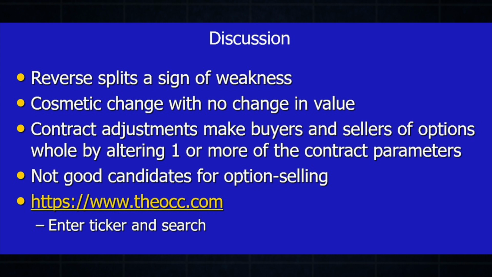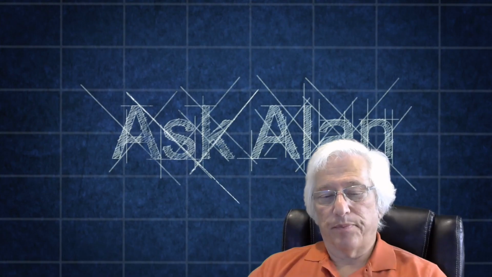Now, I mentioned they're not good candidates for option selling, so generally speaking, these companies are to be avoided. Now, the website where you can get information on contract adjustments is theocc.com. There'll be a search area there on the top right. Just put in the ticker symbol of the company that you're looking for and search for it, and the information will come up. It's a very, very reliable site.